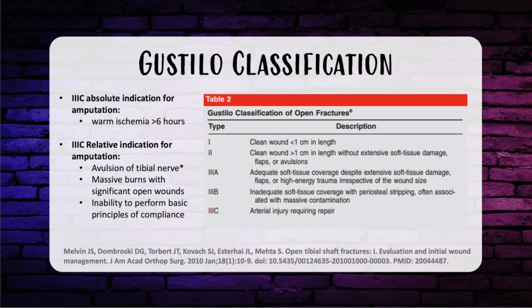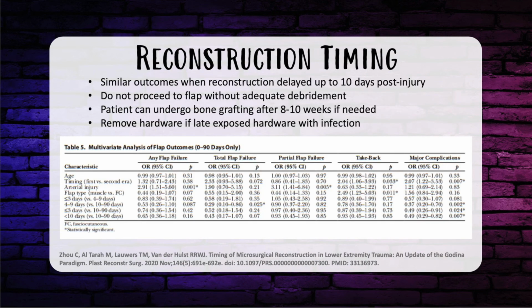Other relative indications for amputation include massive burns with significant open wounds, or patients who are just simply non-compliant with basic care. Since the degree of contamination determines the risk of infection, you must add aminoglycoside to the first-generation cephalosporin for Gustilo 3 patients. Let's talk about reconstruction timing.